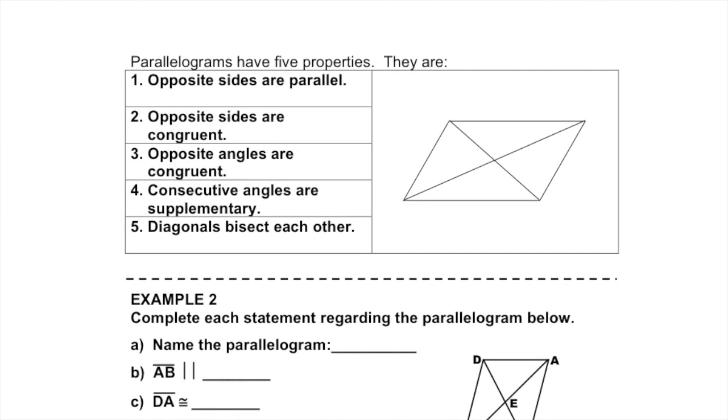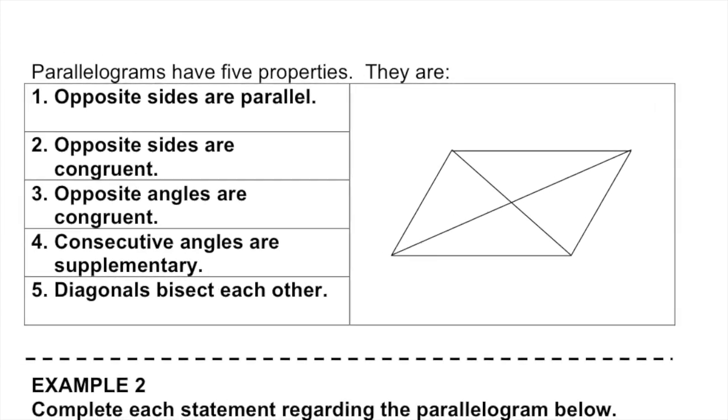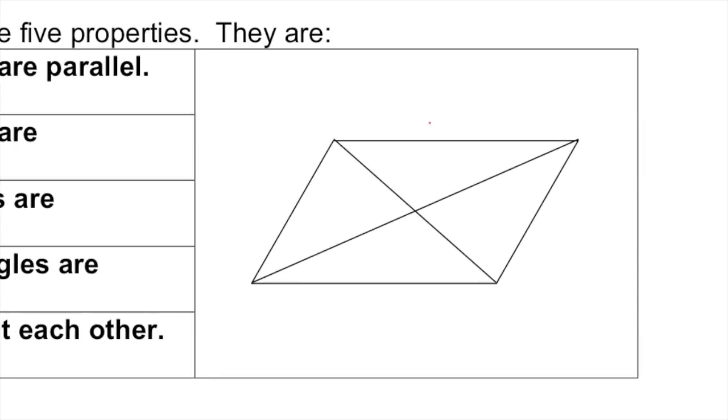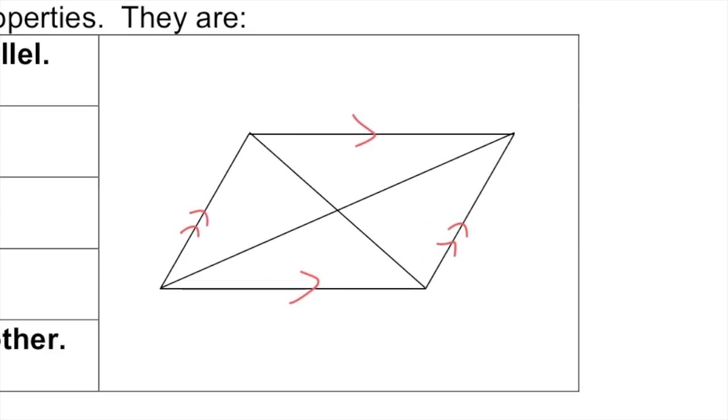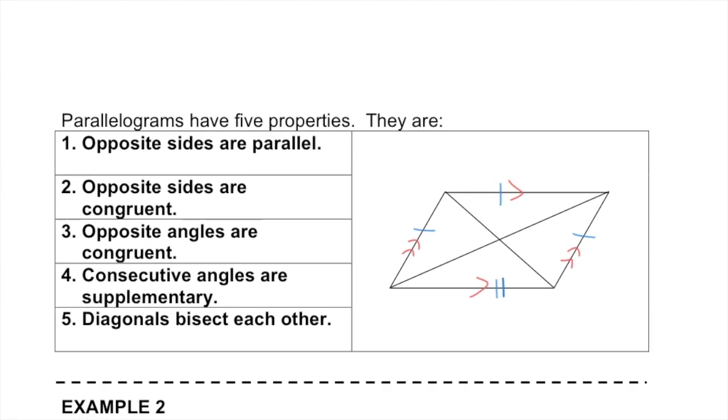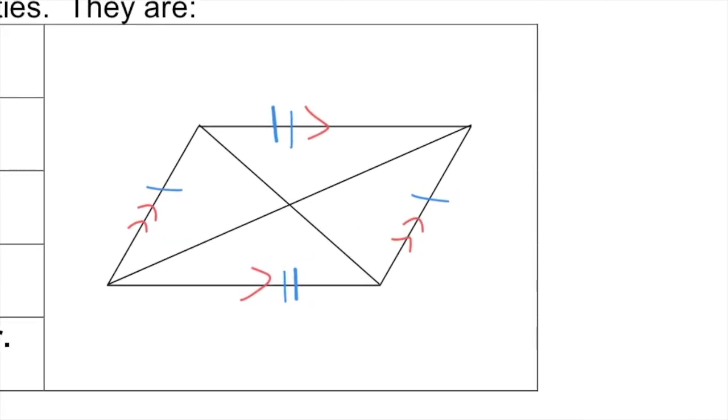The parallelograms have 5 properties, and we already know some of them. Opposite sides are parallel. So I know that this side is parallel to that one, and this side is parallel to that one. We already knew that one. We also have that opposite sides are congruent, kind of like when we have squares and rectangles. So this side is congruent to that side, and this side is congruent to that side. I guess I'm going to put the double lines there to differentiate. Sorry about that, guys. Opposite angles are congruent. So this angle and this angle are opposite. They're congruent to each other. This angle and this angle are opposite. They are also congruent to each other.